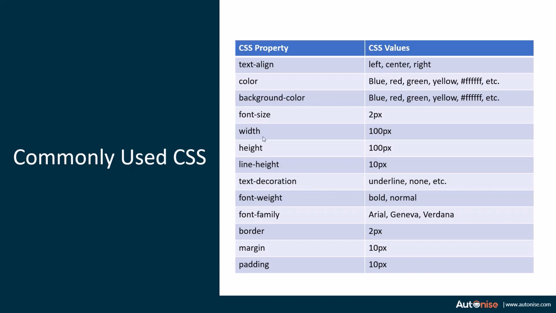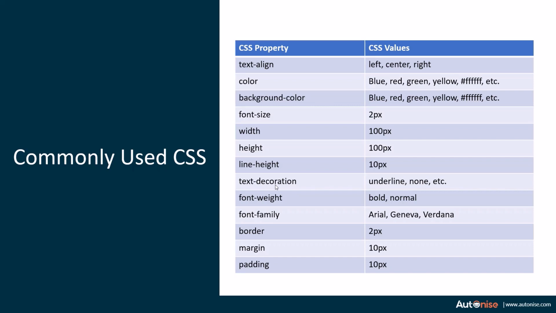Then there is the width, which is used to specify the width of the element, and the height, which is used to specify the height of the element. There is the line height, which is used to specify how much height your line should take. It's different from font size, as line height will leave some gap to ensure that the line height is met. You can specify the width, height, and line height in terms of pixels.